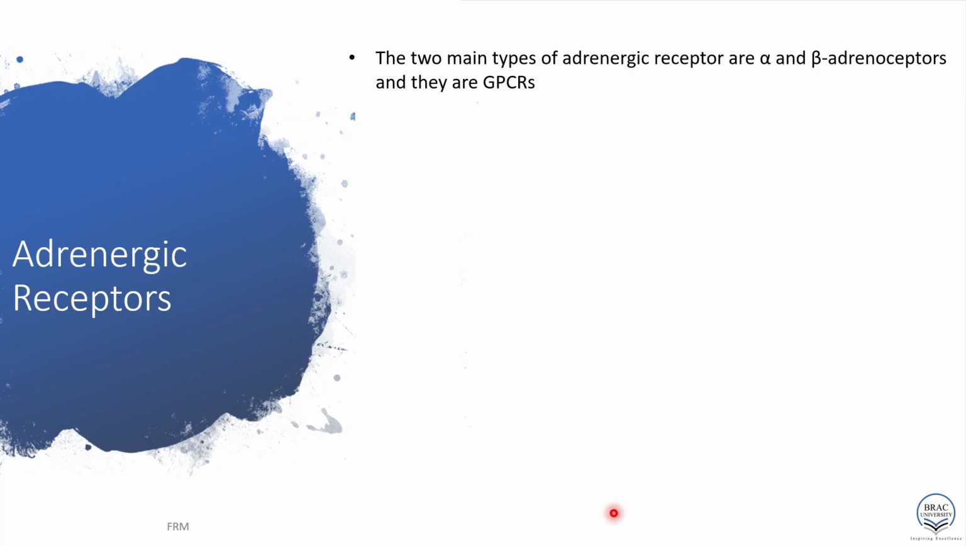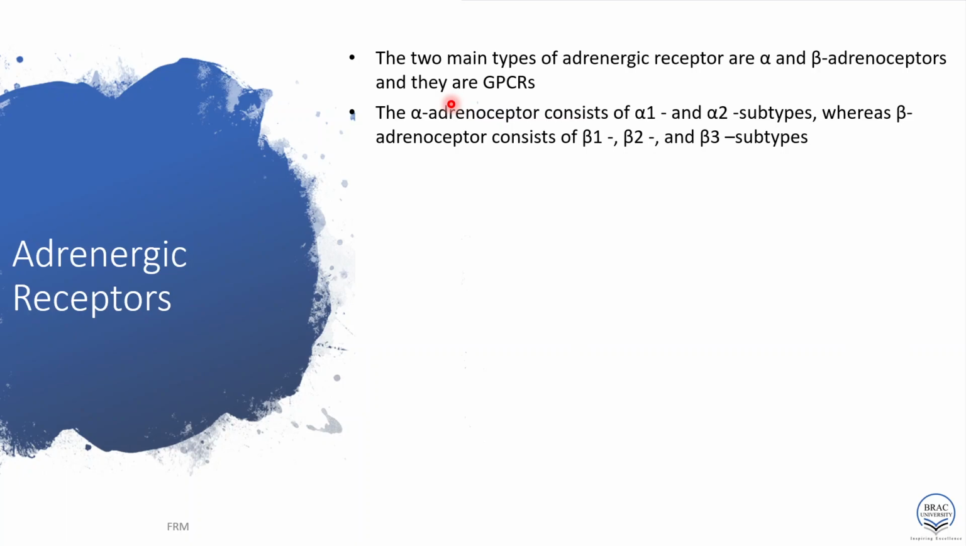So there are mainly two types of adrenergic receptors, and beta blockers act on these adrenergic receptors. One type is beta, the other type is alpha. Both of them follow the G protein coupled receptor signaling pathways. That means they are G protein coupled receptors. Alpha receptors have two subtypes, alpha 1 and alpha 2, whereas the beta receptors have three subtypes, beta 1, beta 2, beta 3.